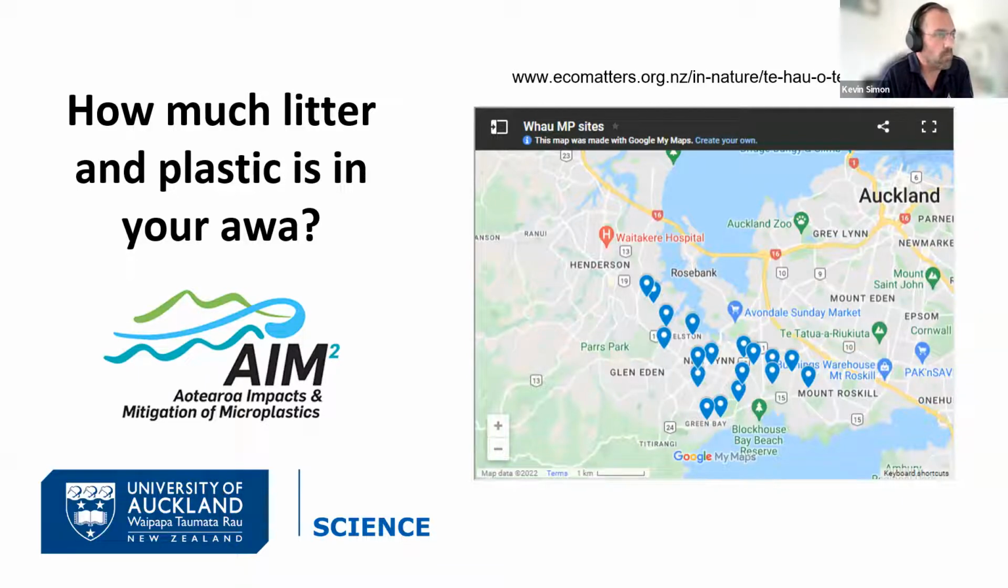And I'm going to talk just about one of our projects where we focused on a number of sites in the Whau River catchment, so lots of small streams there. This is done as part of the AIM2 research project, but also in collaboration with some of our community partners. So if you go to the EcoMatters website and look for the Te Hau segment on there, you'll be able to find the map of all the places that we've worked, the places that I'll show you data from.